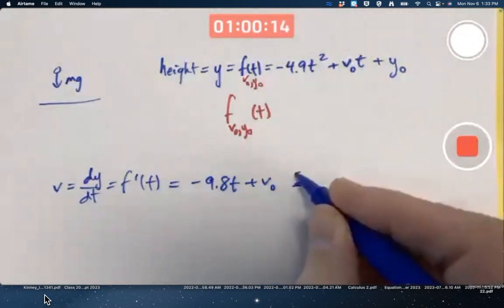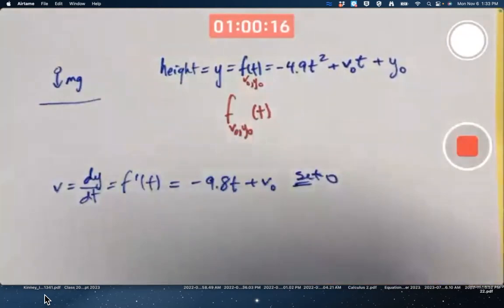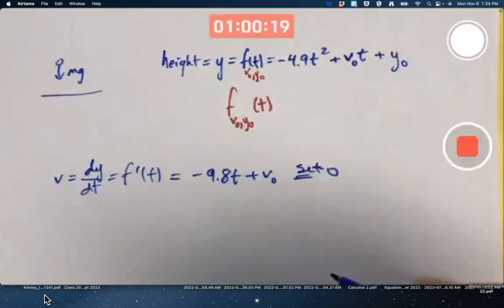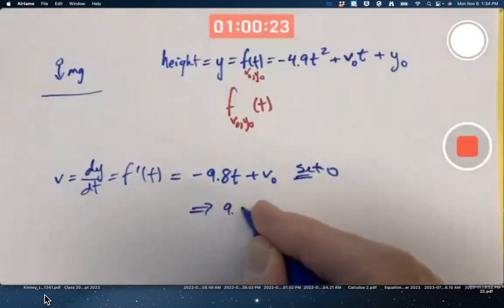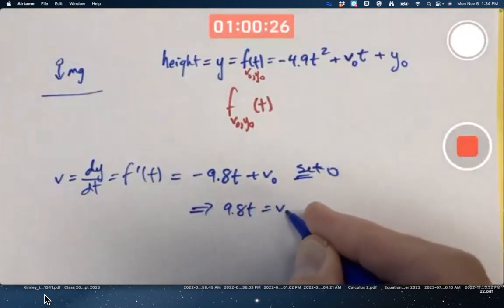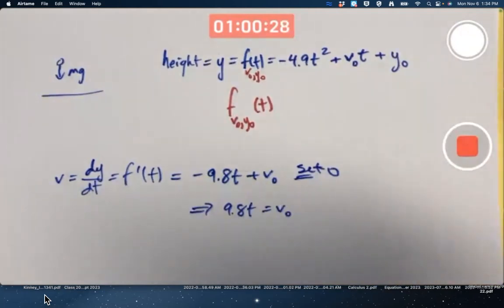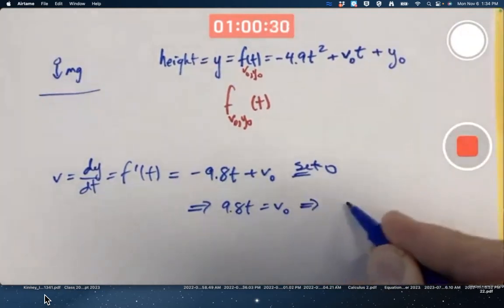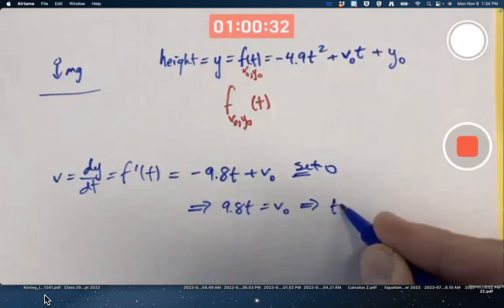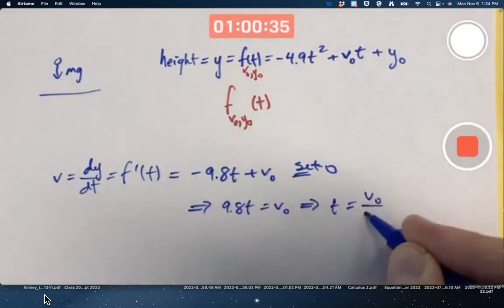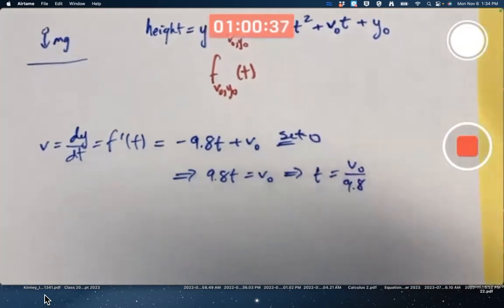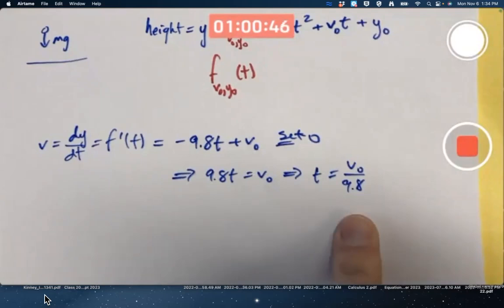But if I set this equal to 0, I can solve for the value of t where I'm going to be at the maximum height. Add 9.8t to both sides, and effectively I swap the sides. Divide both sides by 9.8. t seems to be v naught over 9.8. That's solving infinitely many problems at once. That's telling you the time when the ball reaches its maximum height in terms of the initial velocity.